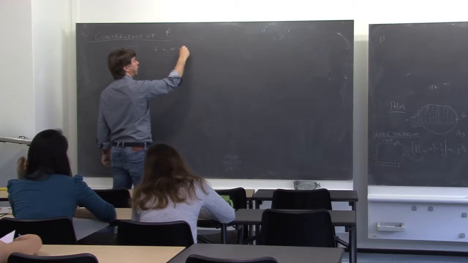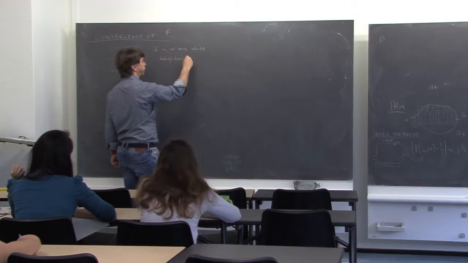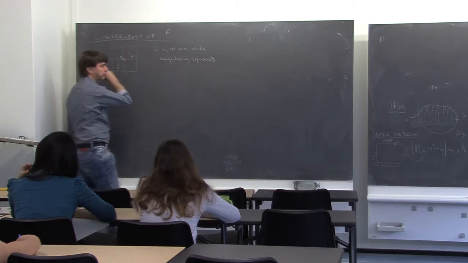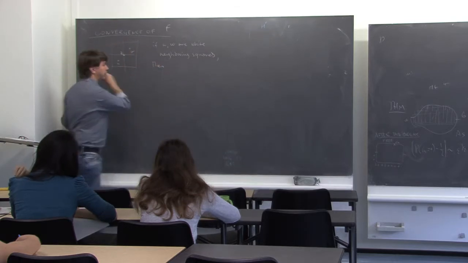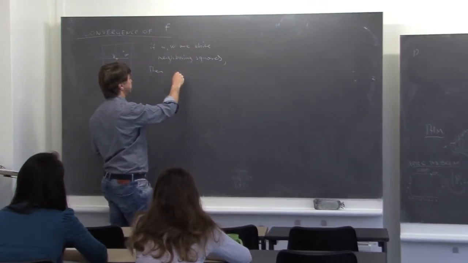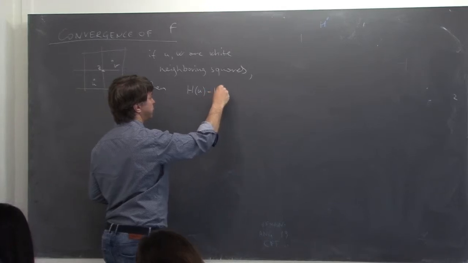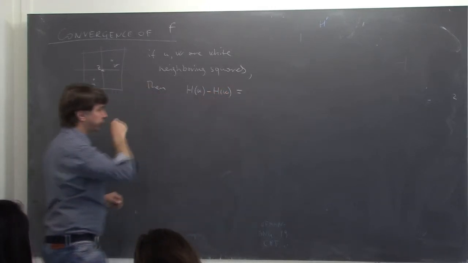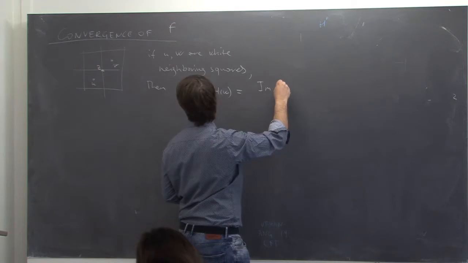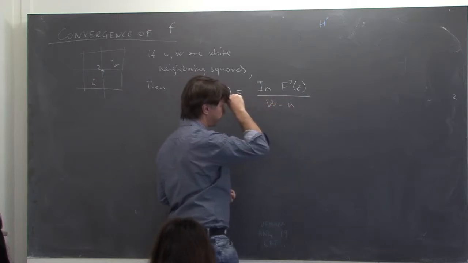If U, W are white neighboring squares, and Z is the point in the middle, then, so what was it? H of U minus H of W is equal to the imaginary part of F squared of Z divided by W minus U.